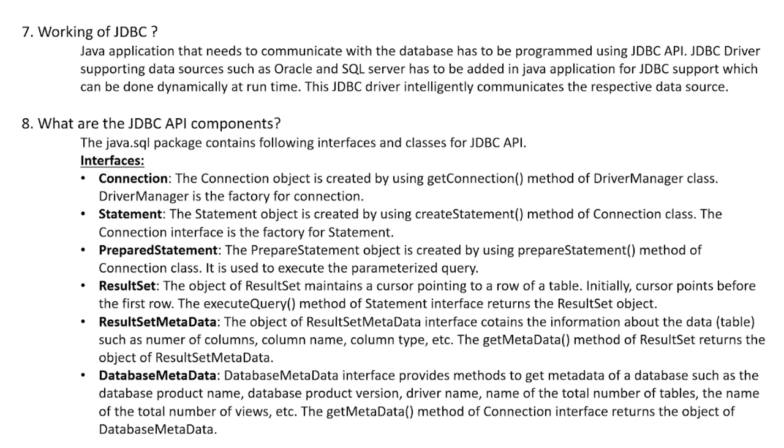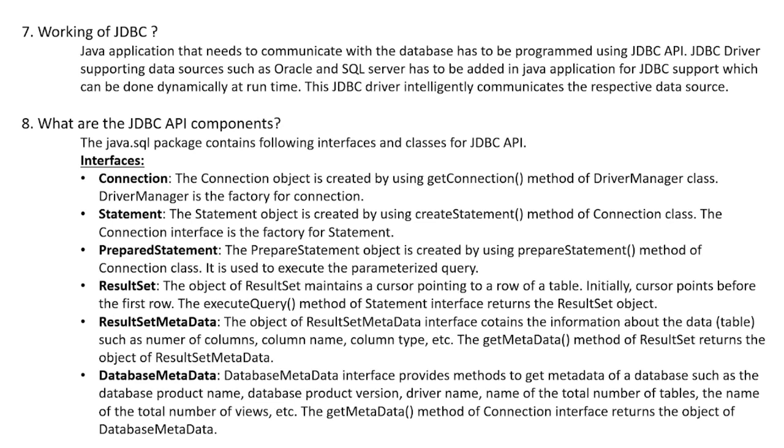Question 8. What are the JDBC API components? Answer. The java.sql package contains following interfaces and classes for JDBC API. Interfaces. Connection. The connection object is created by using getConnection method of Driver Manager class. Driver Manager is the factory for connection. Statement. The statement object is created by using createStatement method of connection class. The connection interface is the factory for statement.